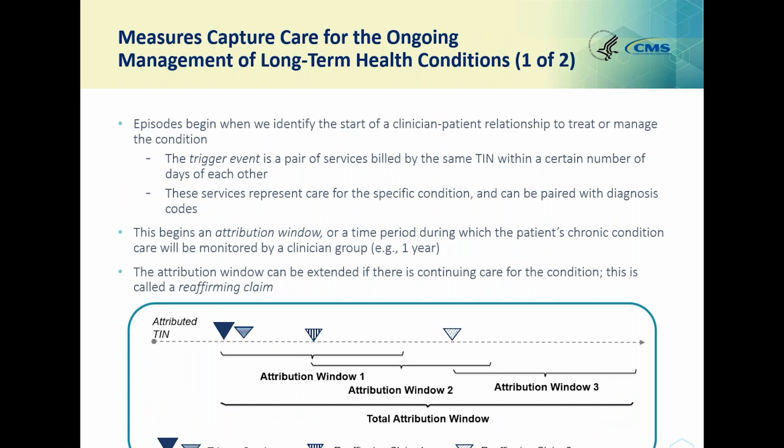These next two slides include diagrams to illustrate key parts of the chronic condition measure construction. As mentioned, we identify the start of a clinician-patient relationship to treat or manage the condition by looking for a pair of services billed by the same TIN or clinician group within a certain number of days of each other. These services represent the specific condition and can be paired with diagnosis codes. The trigger event opens an attribution window, and this can be extended if we see a claim that reaffirms continuing care. If there are multiple reaffirming claims, as shown by the striped and spotted triangles here, each will have the effect of extending the total attribution window. Next slide, please.